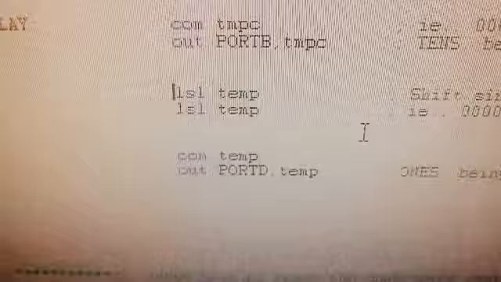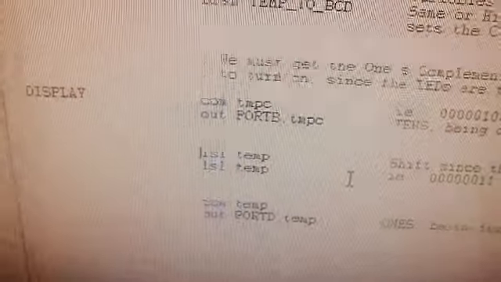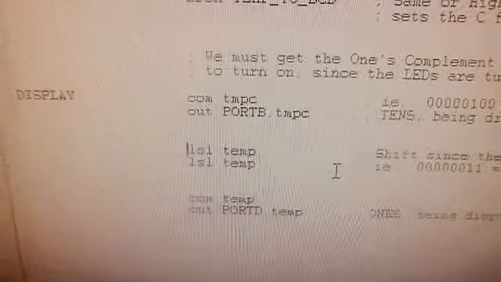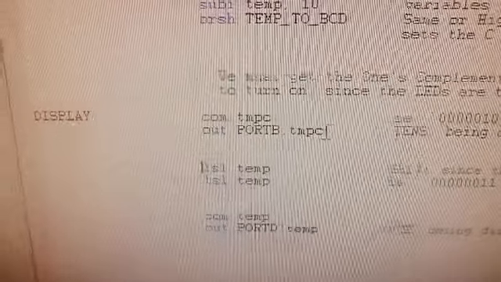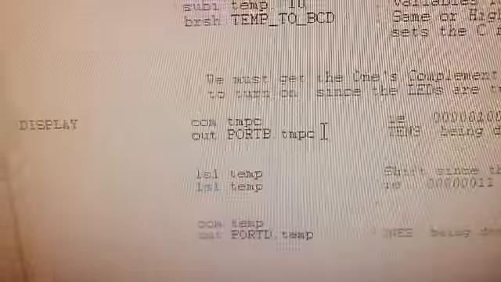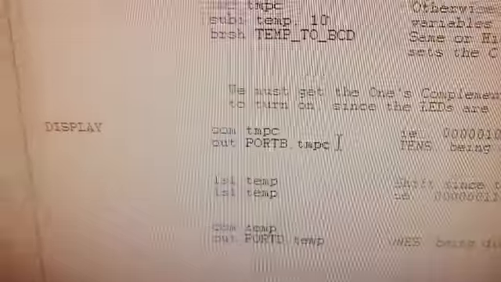And then we just go back to state 0, which would empty out our ones and zeros registers, and then we can start over from scratch. And that's basically how the whole program works. And that's it.